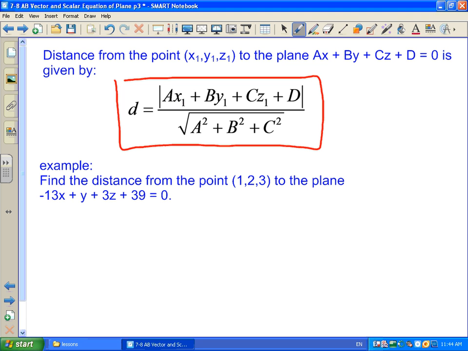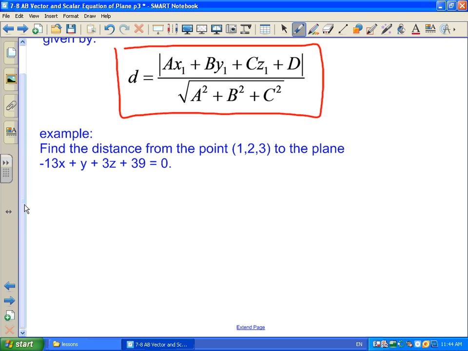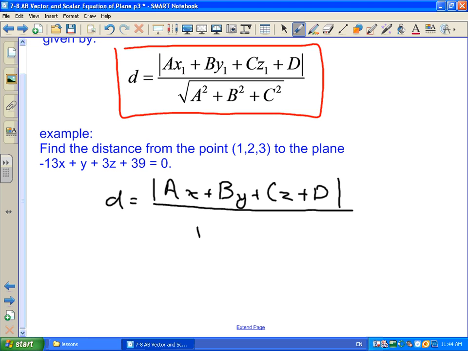Okay. So for an example here, we want to find the distance from the point 1, 2, 3 to the plane negative 13x plus y plus 3z plus 39 equals 0. So that's the plane that we worked so hard to get the equation of 2 questions ago. So we just need to use this formula. So I'm just going to write the whole thing out again. ax plus by plus cz plus d divided by the square root of a squared plus b squared plus c squared.